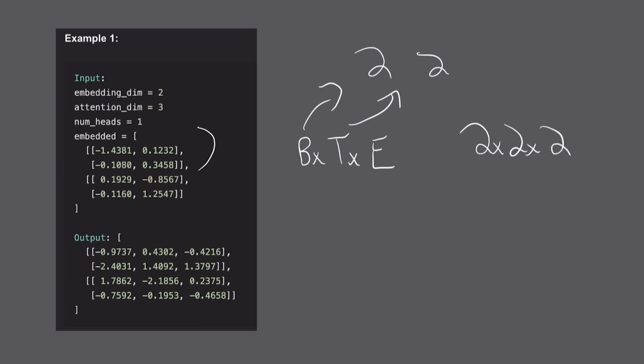We have two different 2 by 2s in our input embedded. And if attention dim is 3, and the b and t are supposed to remain the same, then we have two different 2 by 3s. So it's a 2 by 2 by 3, and that is exactly what we have over here. So the shapes do make sense.